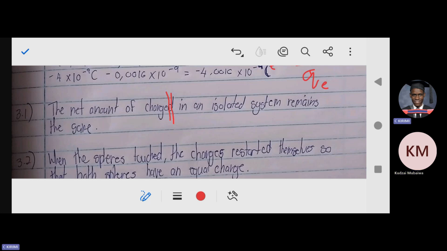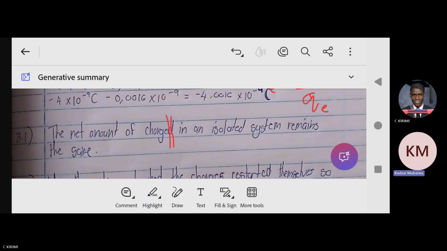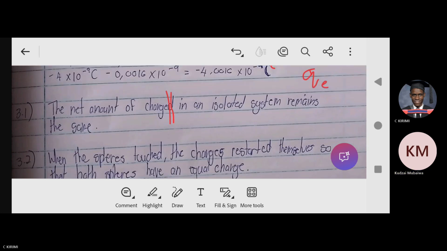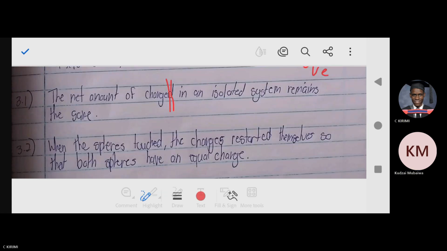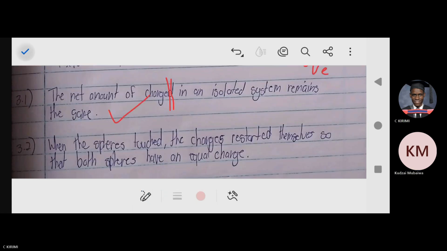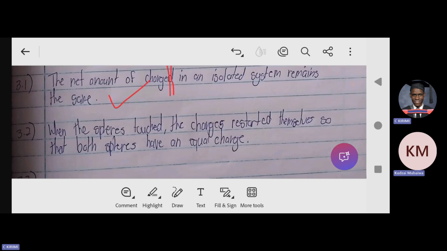What about the physical process? In any physical process, you didn't include that statement. Why? Remember, when the charges are in contact, it's a physical process, isn't it? Yes, sir. So you must include that statement. It's also important. Right. So when the spheres touch, the charges redistribute themselves.